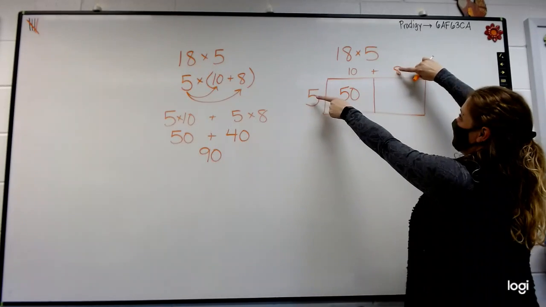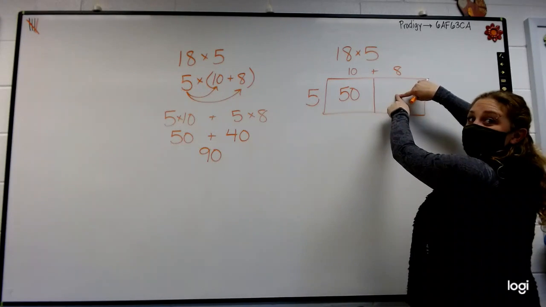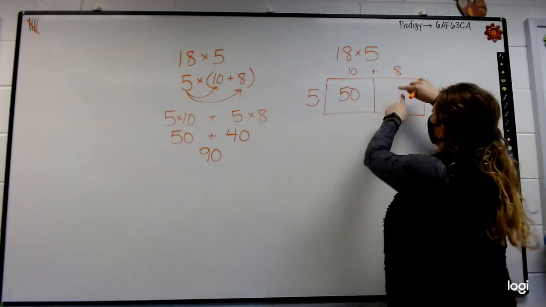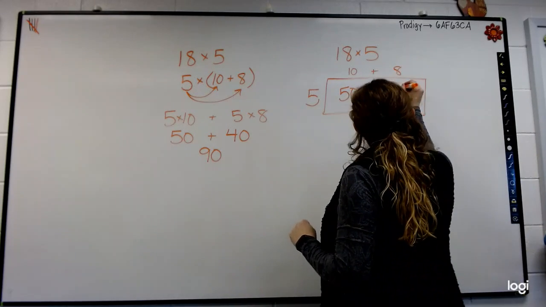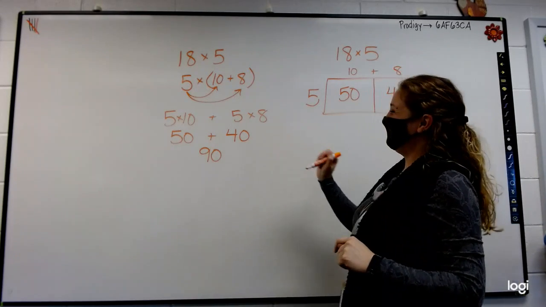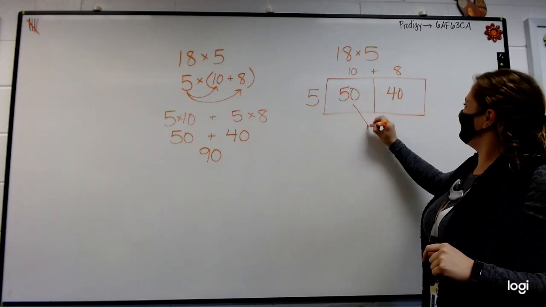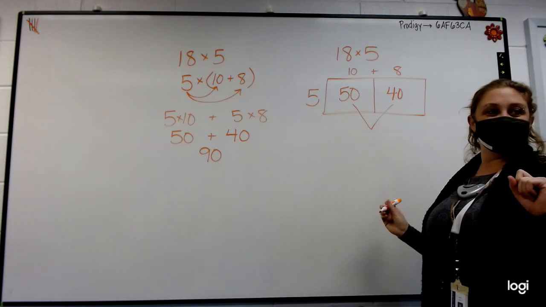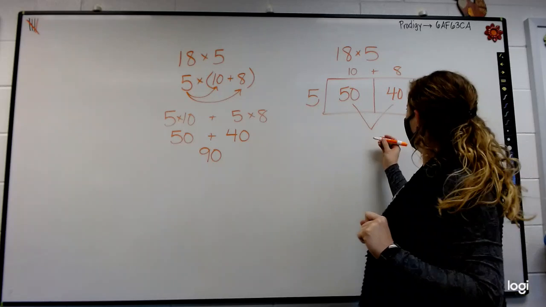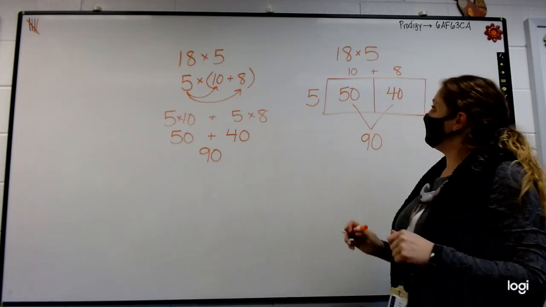Same thing over here. 5 and my 8 meet right here. What would my answer be? Josiah? 40. Something seeming familiar? Can I add these two numbers? Yes. Angie, what do I get? 90. And you did it the same.